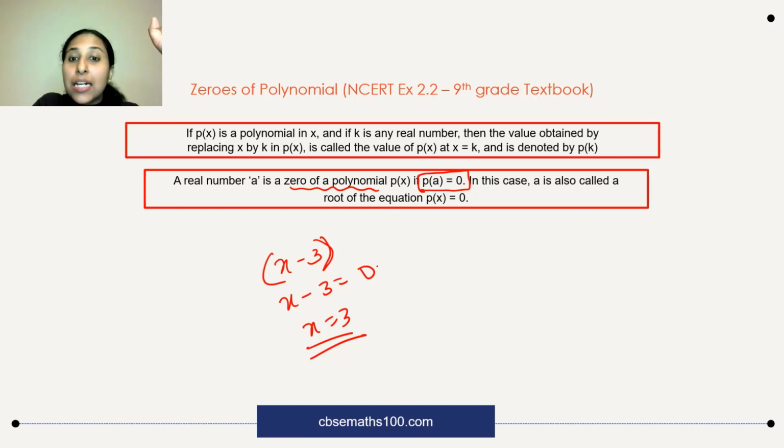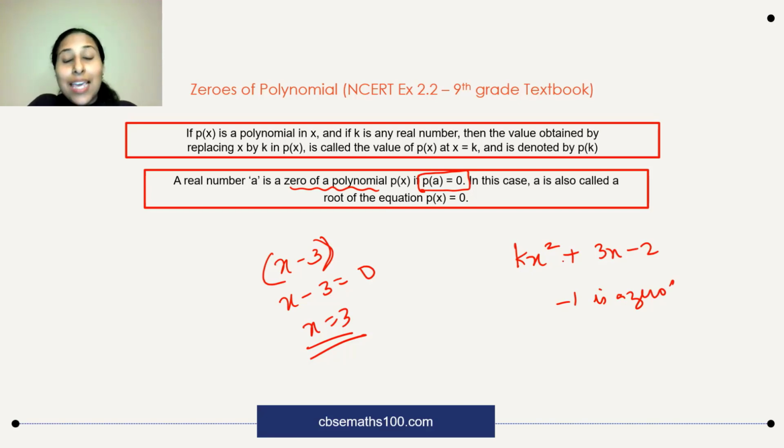All right. And another thing that I want you to keep in mind over here is that if you are given a 0 of the polynomial and you want to find out some unknown value in the polynomial, suppose you're having kx square plus 3x minus 2. This is a given polynomial and you're given that minus 1 is a 0. You want to find the value of k. In this case, you just have to substitute minus 1 wherever x is coming. So you get k into minus 1 square plus 3 into minus 1 minus 2, right? You're substituting whatever is given as a 0 wherever x is coming.